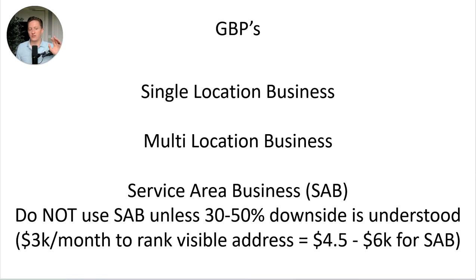And the third one, of course, is the service area business. Do not use the service area business, okay? Using a service area business is awful. It's terrible. It takes 30 to 50% more effort to rank a service area business than it does a visible address. So to put this in numbers, if you estimate a $3,000 per month engagement to rank a visible address, if that instead were a service area business, you'd be looking at spending significantly more to rank them as a service area business. Do not take on a service area business unless you and the client are crystal clear on the downsides of a service area business.